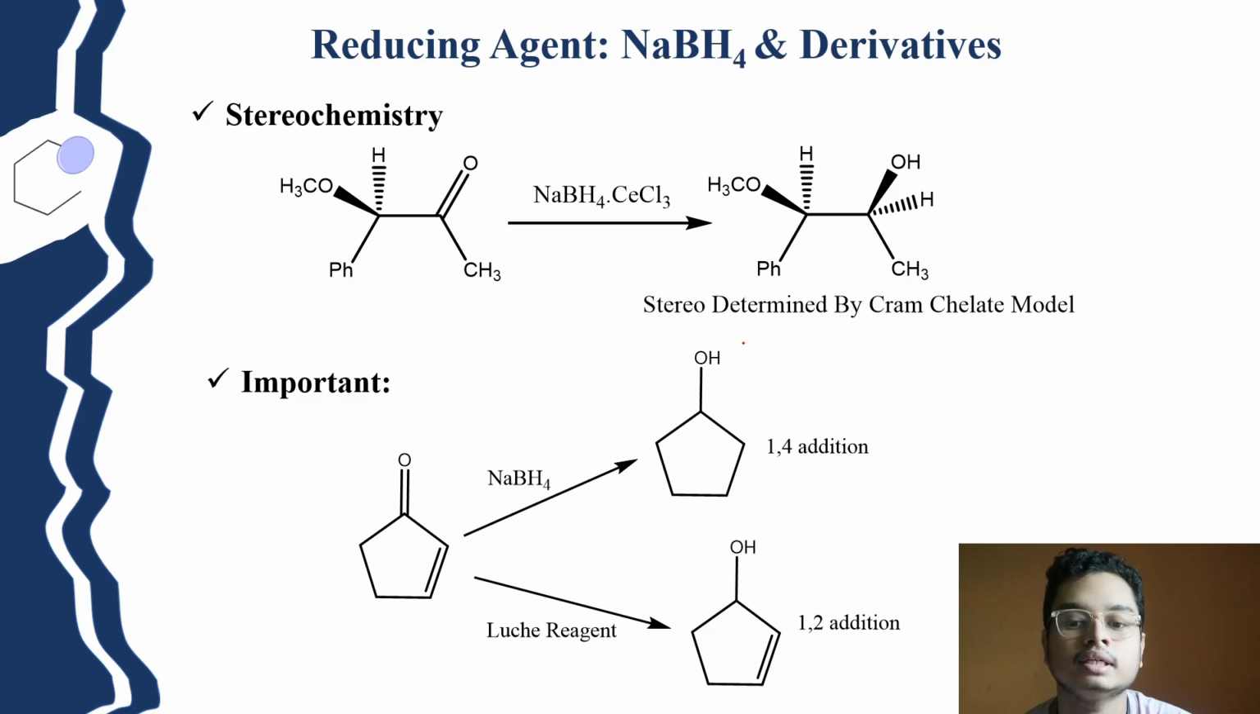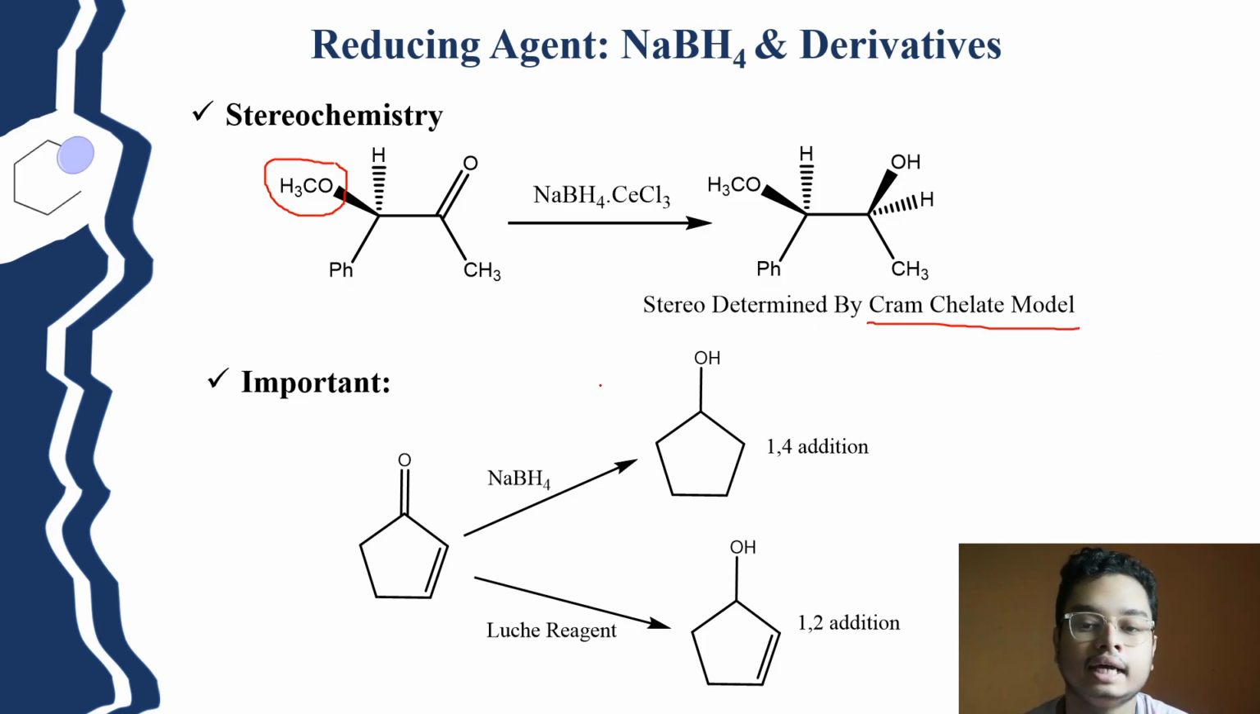Now, depending upon the stereochemistry. Since chelation takes place, the presence of another chelating group adjacent to the carbonyl compound influences or alters the stereochemistry, and the stereochemistry is determined by the Cram chelate model. So if you want to learn about the Cram chelate model, then you can visit the asymmetric synthesis lectures. If it is uploaded, then in lecture 1 or 2 we have discussed different stereochemical models, and there you can find this Cram chelate model.